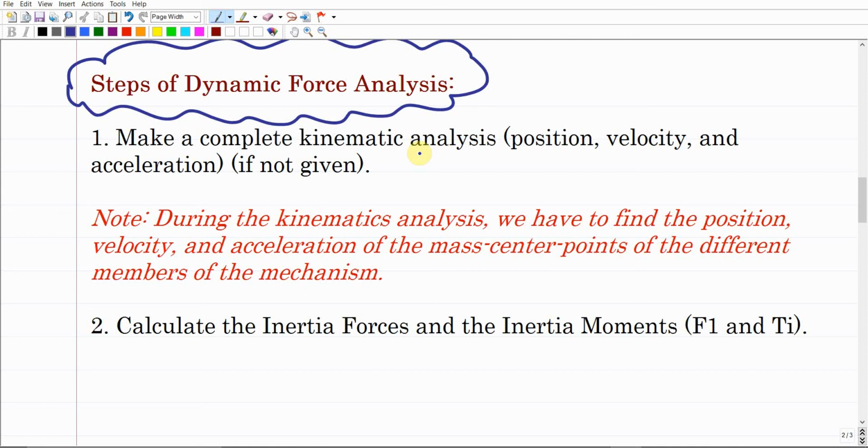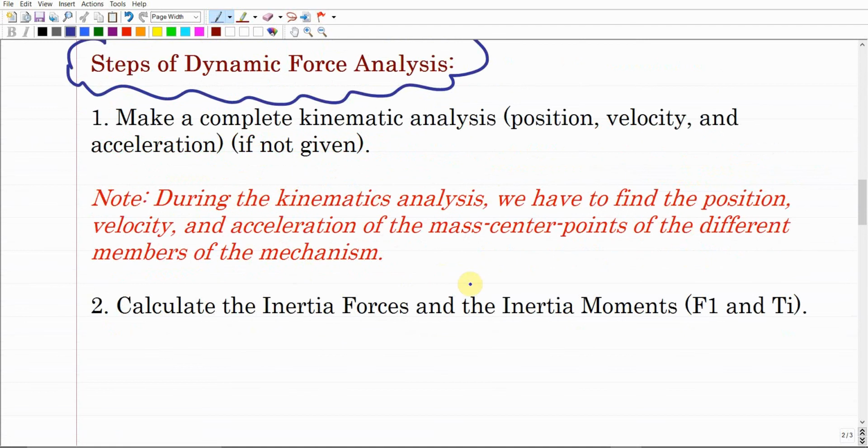So as I said, in many of the cases, I'm going to provide this data. I'm going to give you the acceleration of these mass center points. In addition, I'm going to give you the angular acceleration for any length that rotates. And these are the things that we need from the kinematic analysis part, right? As already written here in this note.